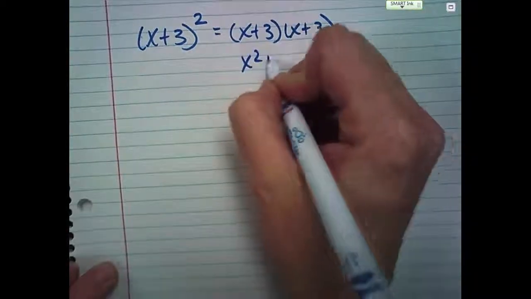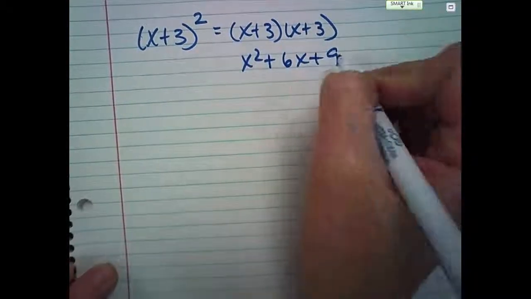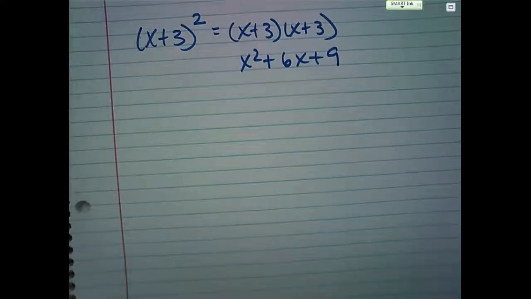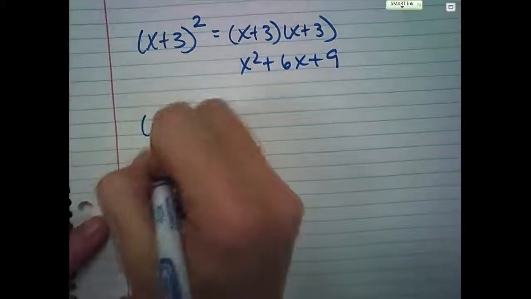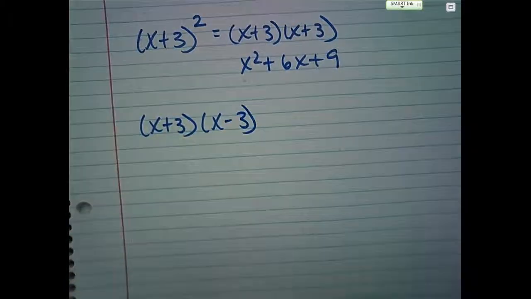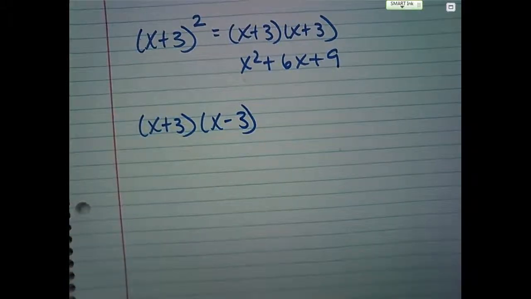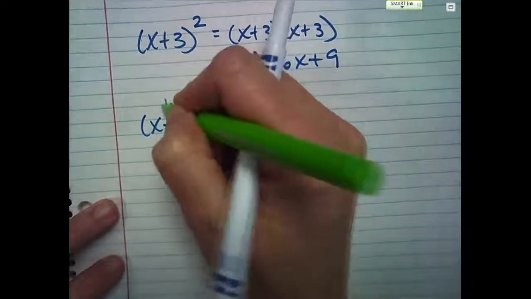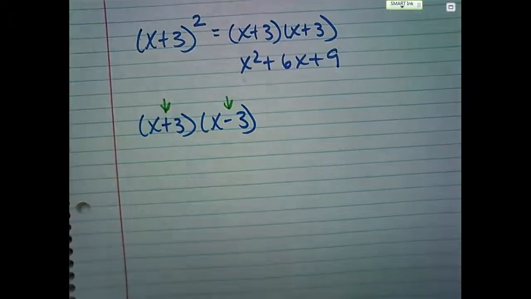Which is x squared plus 6x plus 9 when you FOIL it out and combine that term. Okay? But if I wrote something like this, x plus 3 times x minus 3, this is very special, isn't it? Because what happens? If they are exactly the same, and one has a plus and one has a minus, what happens to the middle terms always? They cancel. Good. Yeah, they go away.